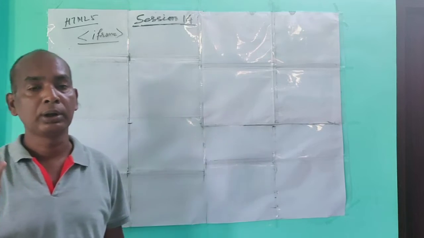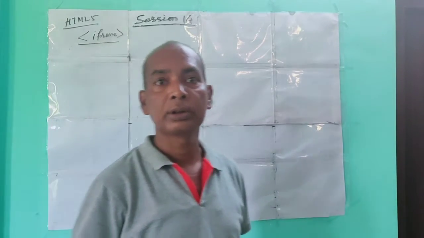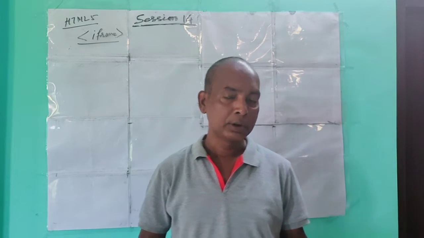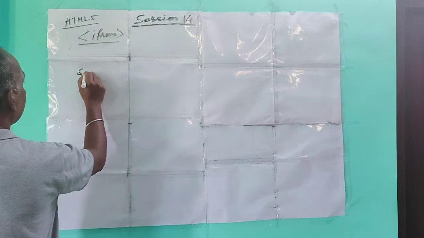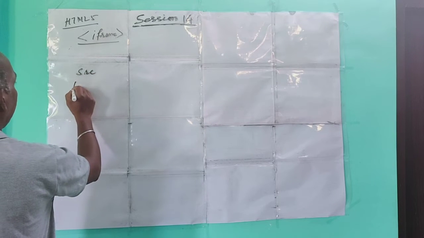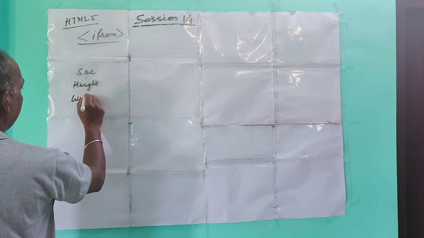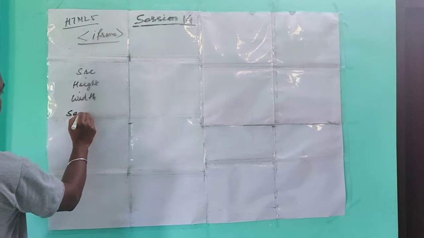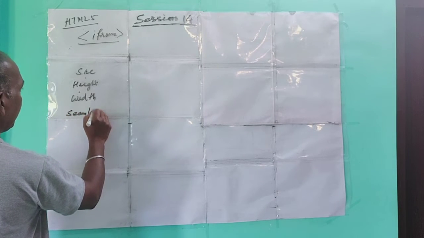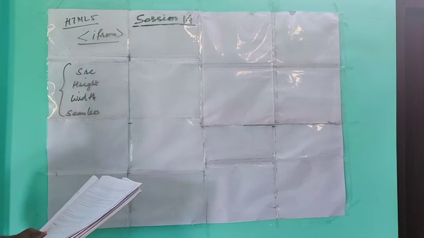If you want to present two or three web pages in a single window, then we can use the tag iframe. The attributes of iframe are src, then height, then width, the last one is seamless. So these are the four attributes used with the iframe tag.